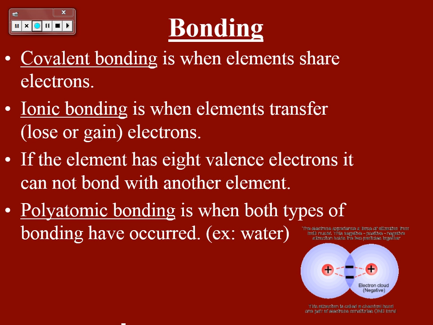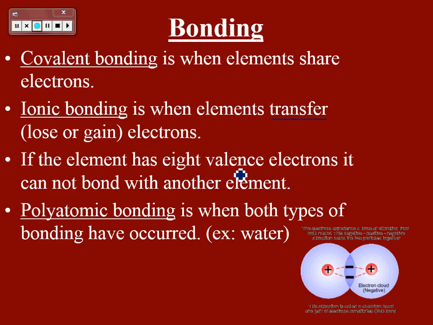All right, bonding. Covalent means that they share valence electrons. Co always means share. A co-worker shares the work with you. And valent means valence, the outermost electrons. So they share the outermost electrons. Ionic is when they transfer. They give away or they receive electrons, and then they become charged, which is what an ion is. They become charged positively or negatively.